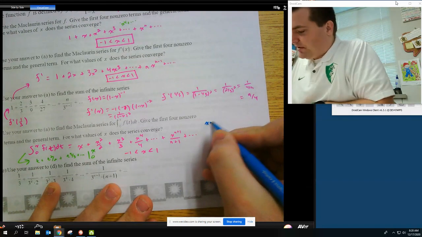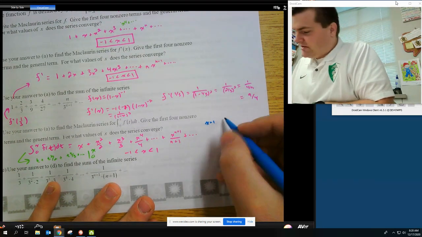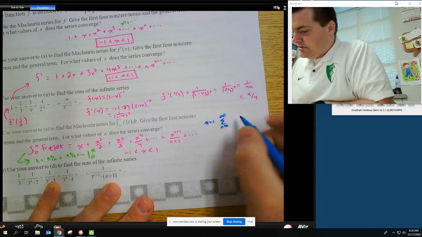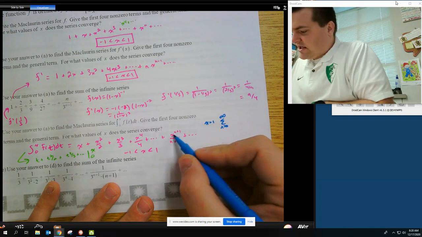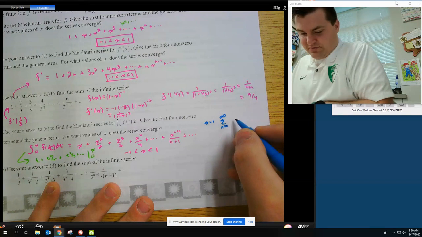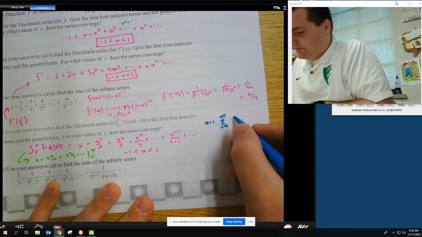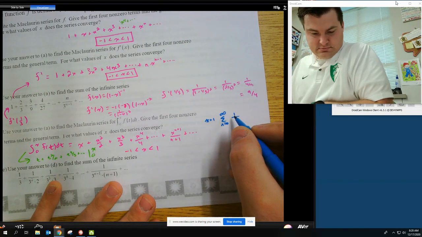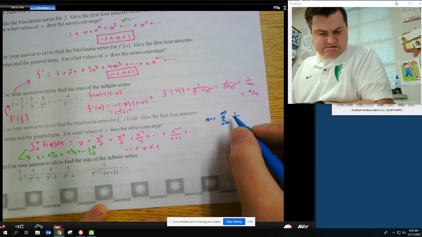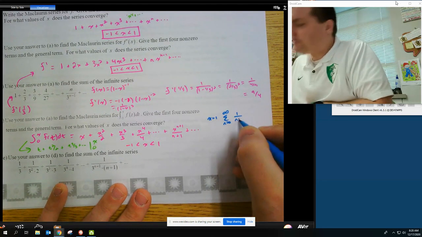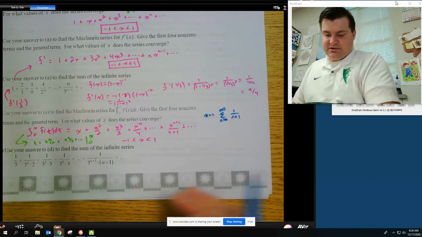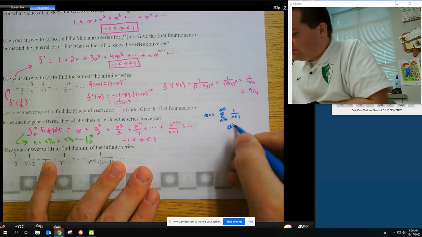So let's do x equal to 1. When x is equal to 1, I'm going to get the series of x to the n plus 1, so it's just going to be 1 over n plus 1. Why is it not? My notes are saying something a little different. No, it should be this. Okay. So when that happens right there, this is actually going to diverge.